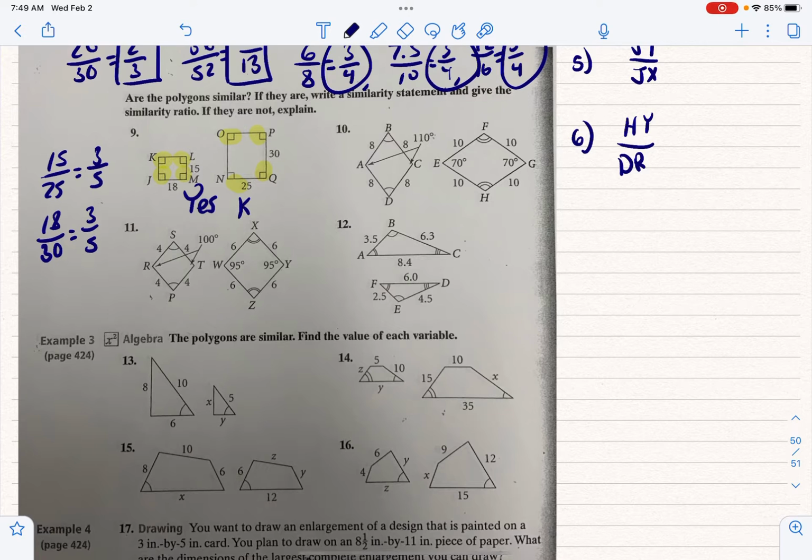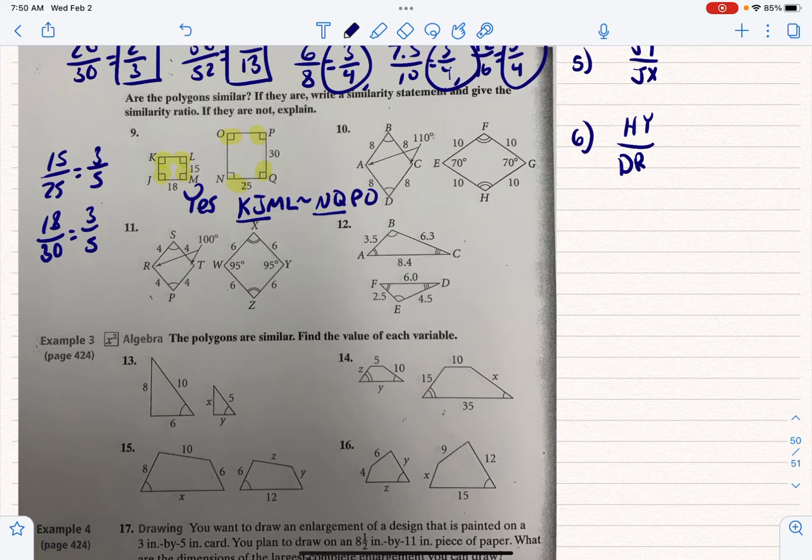So we say KJML. I went across a short side, across a long side, across a short side, is similar to NQPO. Now your similarity statement can differ a little bit because you could have started in a different spot, but they still have to correspond. Okay, so the side KJ corresponds to the side NQ. KJ is the smaller side and NQ is the smaller side. So there's some connection there.